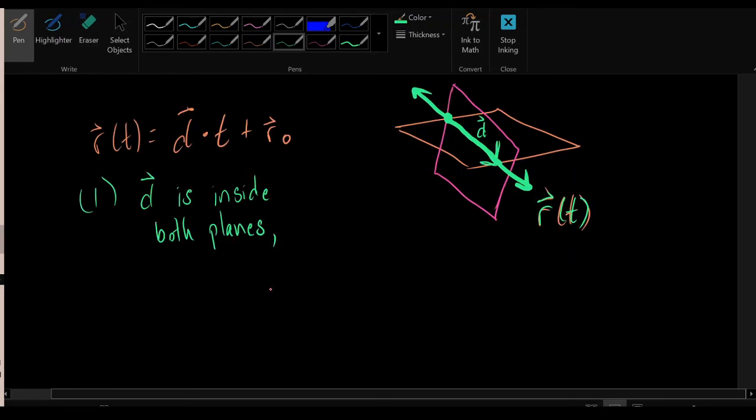Because D lives inside the orange plane, D must be perpendicular to the normal vector for the orange plane. And the same thing is true for the pink plane. Because the vector D lies inside the pink plane, the vector D must make a right angle with the normal vector for the pink plane. That's what it meant to have a normal vector.